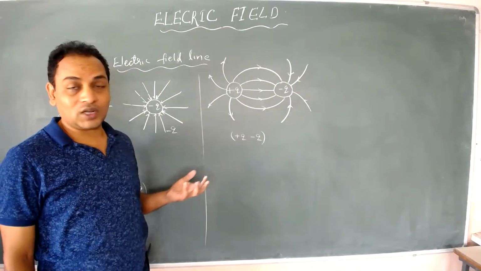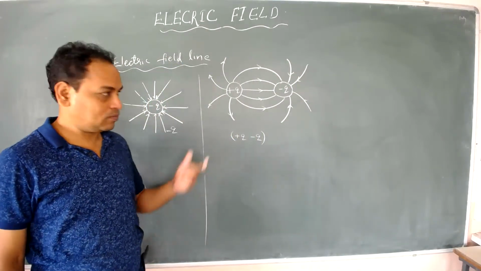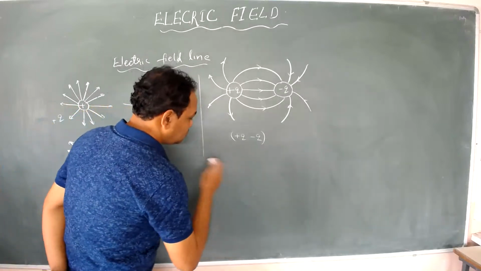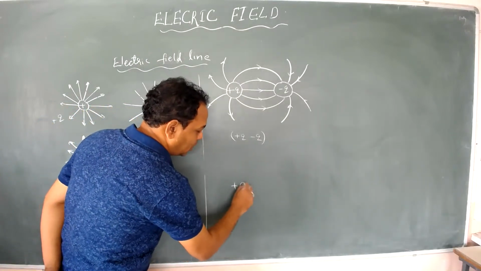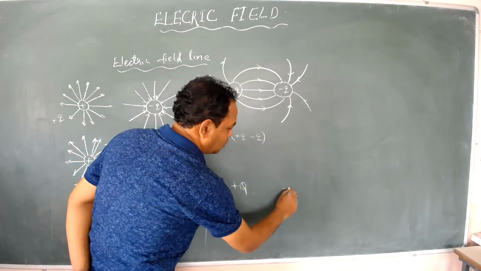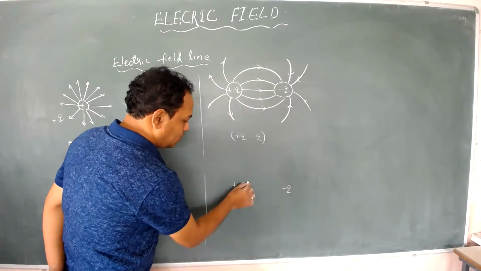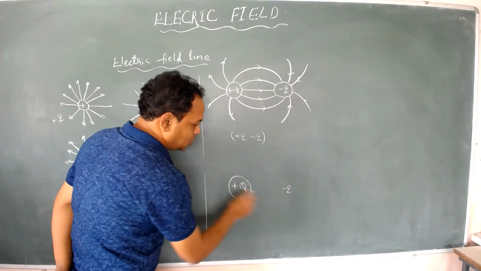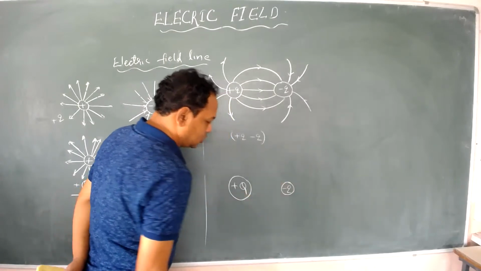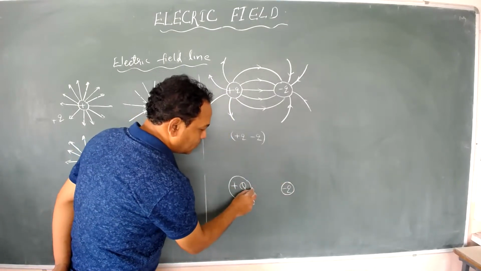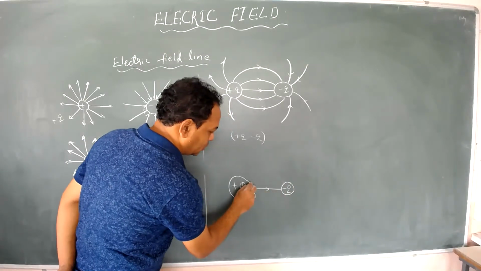Suppose you are taking two different magnitudes. Let us see. Suppose one is a bigger charge, capital Q, and one is, say, a small q. This is the bigger charge, and this is the smaller charge. Then the electric field lines we can draw like this.